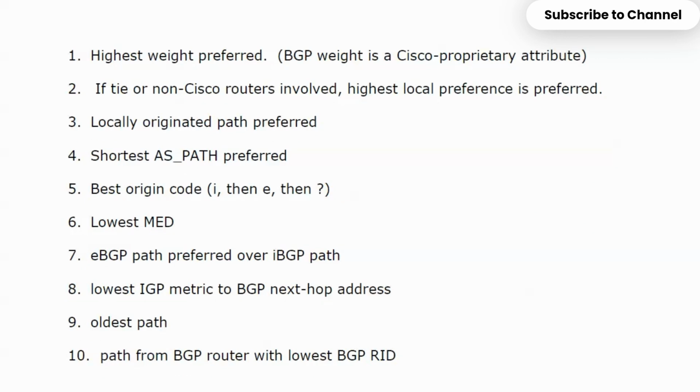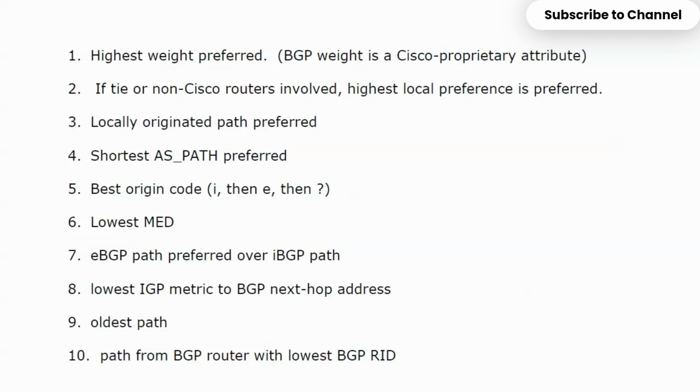First off, the highest weight is always preferred. BGP weight, by the way, is a Cisco proprietary attribute. So the highest weight is going to be preferred. Then, if that's a tie, or there are non-Cisco routers involved, the highest local preference is preferred. If that's a tie, then the locally originated path is preferred. If that's a tie, then the shortest AS path is preferred.